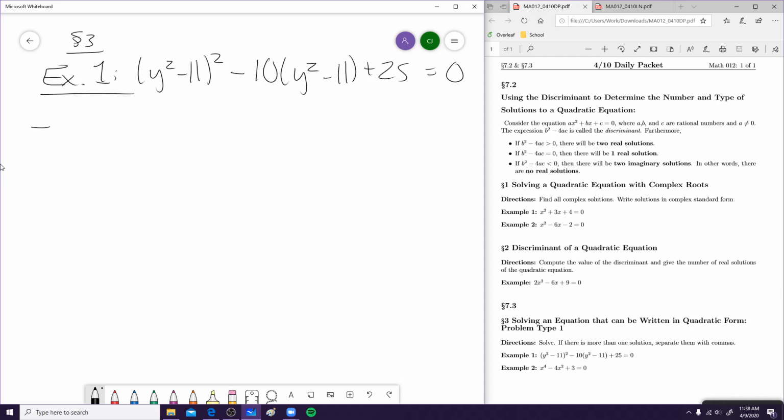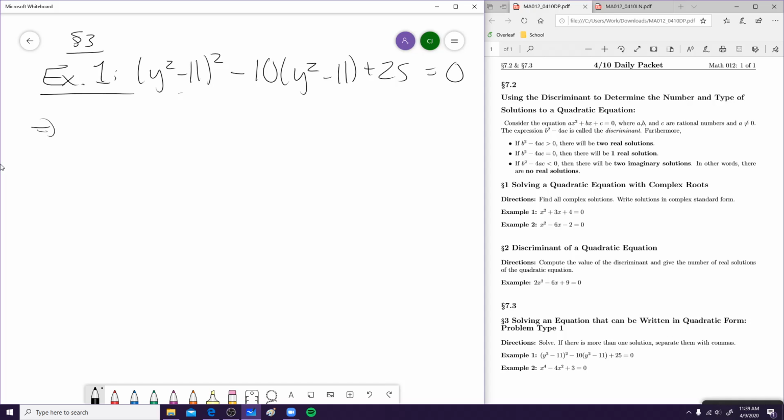If we just do this how it is, then you'd have to FOIL this, distribute this, combine like terms, and then we'd have to deal with a y to the fourth. That is gross, right? But if we take a minute to notice that we have y squared minus 11 in both of these, and we do have squared, this has the potential of being simplified into a quadratic.